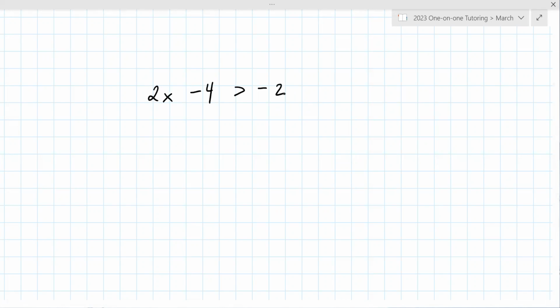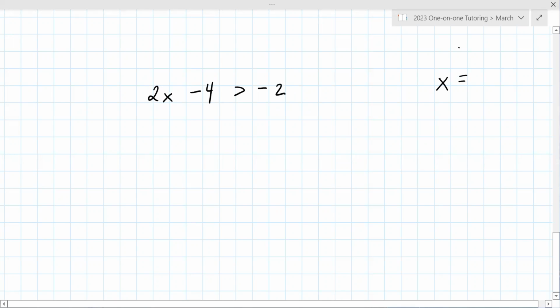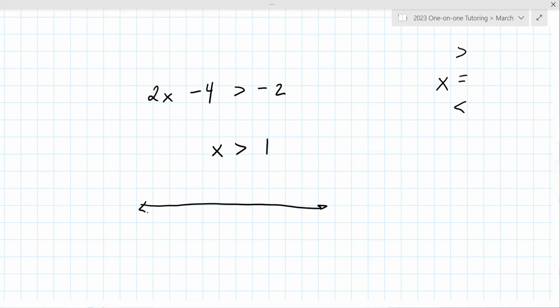I got x equals 1. It cannot be an x equals because it's either a greater than or a less than. x is greater than 1. Okay, that sounds reasonable. So can you graph that on a number line for me? At 1, it would be an open circle, and it would go right.